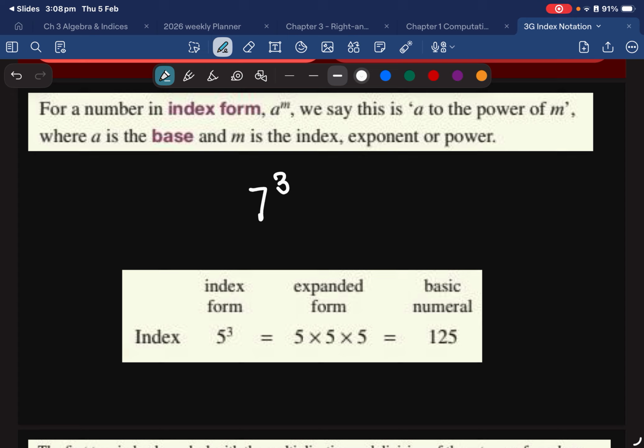We say power in Australia, but some places use exponent. I tend to use index because I grew up in Victoria, but that's all right. You don't have to hold that against me. So this is the index form.